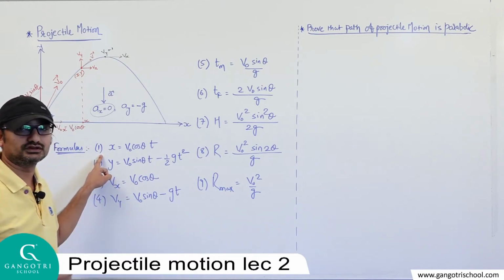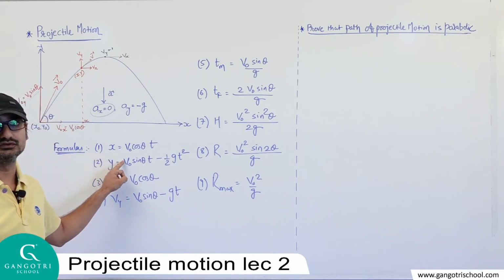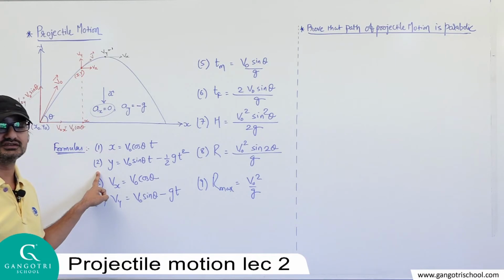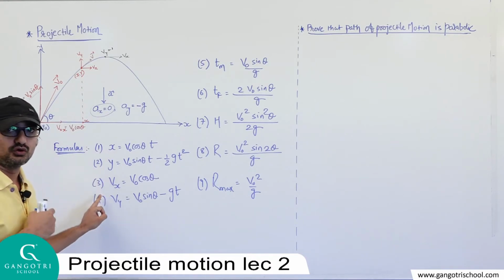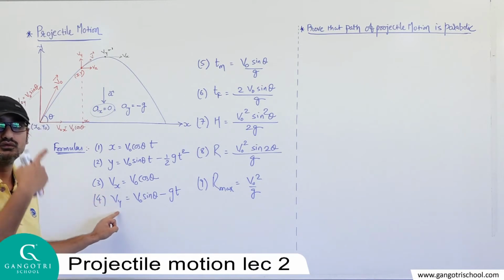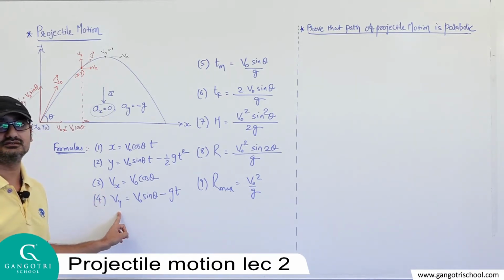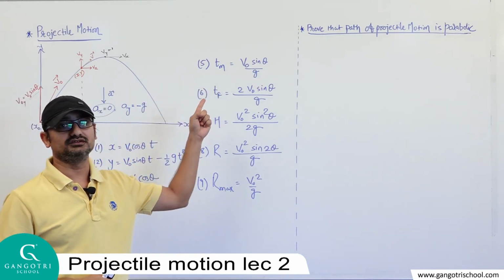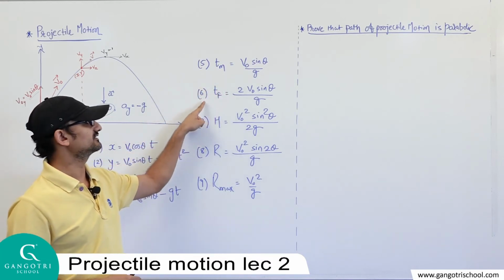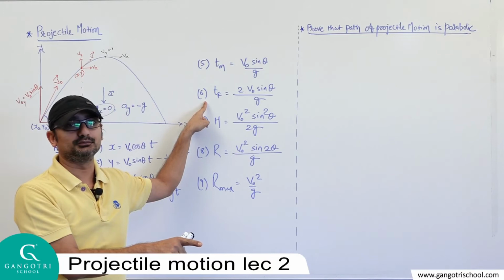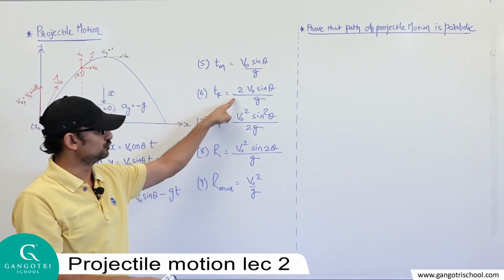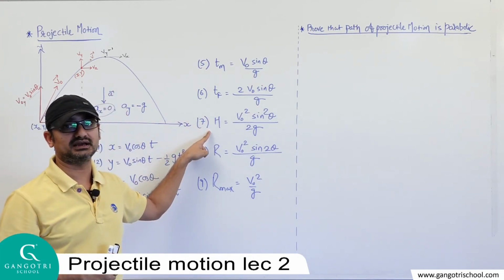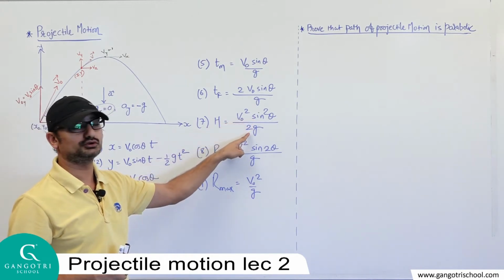First one is horizontal displacement, x equals V0 cos theta t. Second one, vertical displacement, y equals V0 sin theta t minus half g t square. Horizontal velocity V0 cos theta, vertical velocity V0 sin theta minus g t. Then the fifth one is time to reach maximum height, V0 sin theta upon g. Then the next one is time of flight, meaning total time to complete the projectile motion, that is 2 V0 sin theta upon g. Then maximum height attained by the projectile, V0 square sin square theta upon 2g.